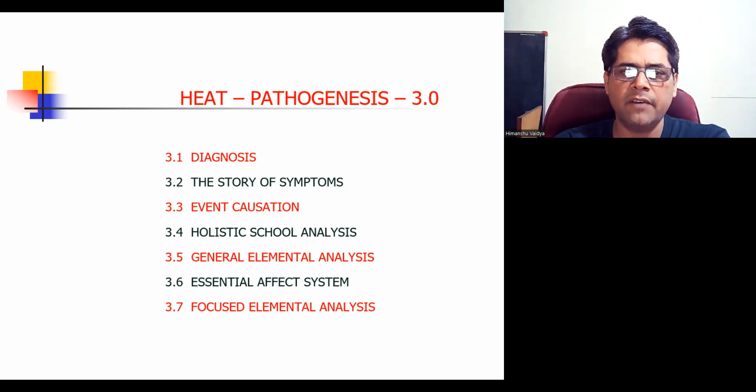Let us start with a specific example. Last time we did an example where the complaint is of delusion of persecution. Now what do you do? Diagnosis is delusion of persecution. You take the story of the symptoms, and you get many insights from that for both pathogenesis and healing. That is one part. Then you do the general event causation to take a broad idea about the sickness. Then we bring in the holistic school approach.